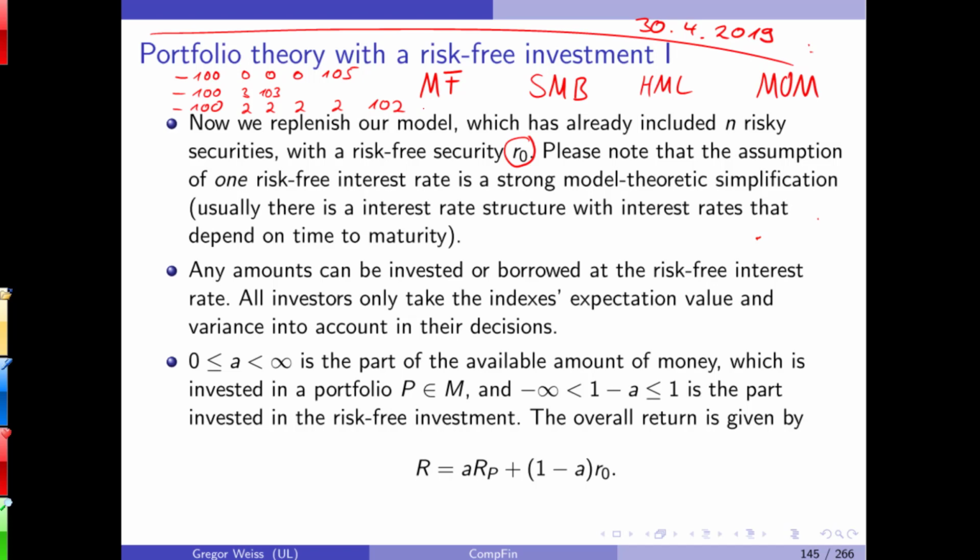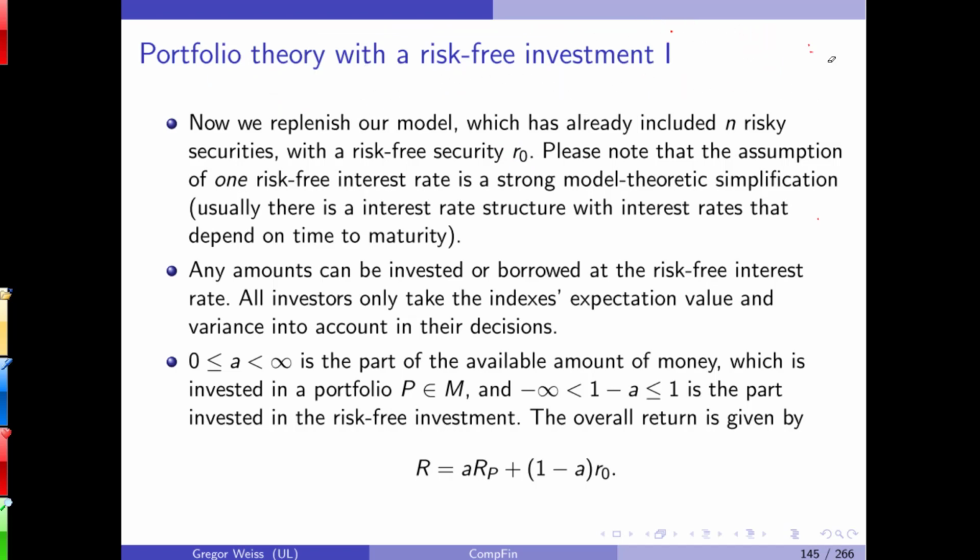Why do we need this? Well, you usually do not have one simple interest rate R0, but you will have R1, R2, R3, and so on for a maturity of 1, 2, 3 years. And this is a little bit more tricky than these models might make you think it is. Okay. So here, to simplify things, we have one risk-free interest rate.